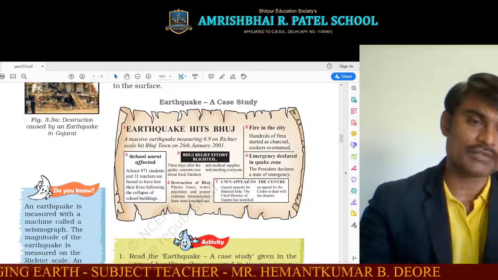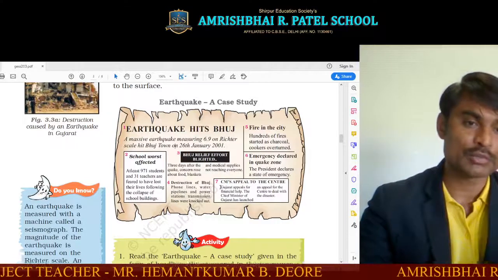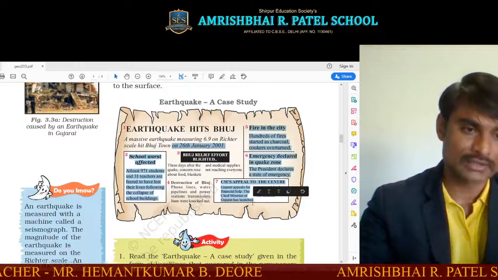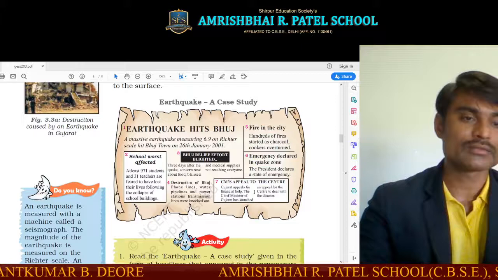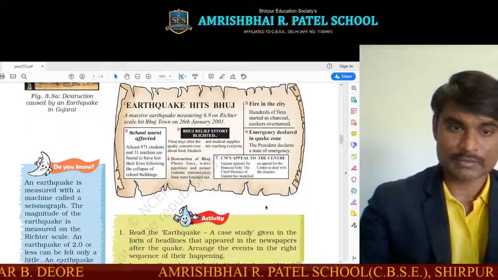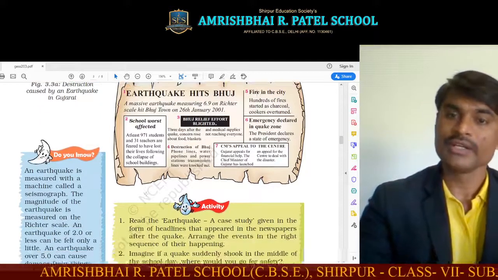The CM, Chief Minister, appeals to the center, meaning the central government, that the central government should provide all kinds of relief fund to the earthquake areas where the earthquake hit. Okay, center disaster management. SDRF means State Disaster Relief Force.